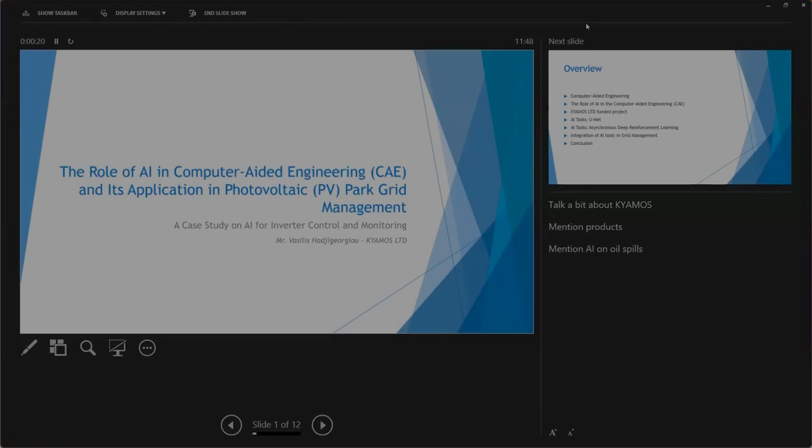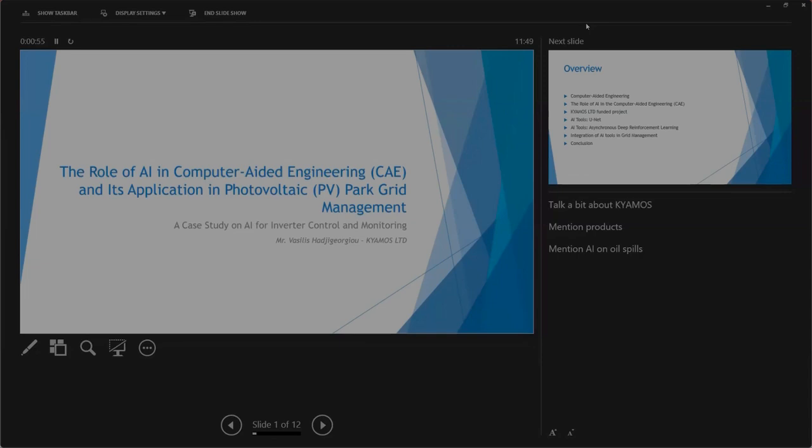Yeah, as Anne said, I'm here to present about the role of AI in the computer-aided engineering industry. And I would like to focus a bit on a specific project that is running right now, which is the specific application of AI in photovoltaic parks. In this project, we are currently focusing on small parks, but we are planning to scale that up to larger, more powerful, let's say, photovoltaic parks.